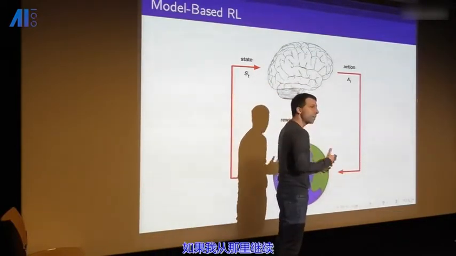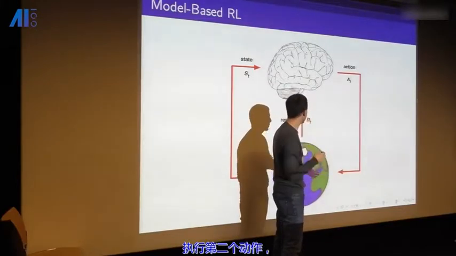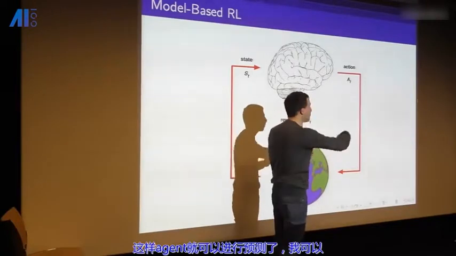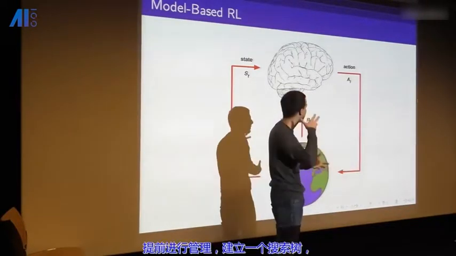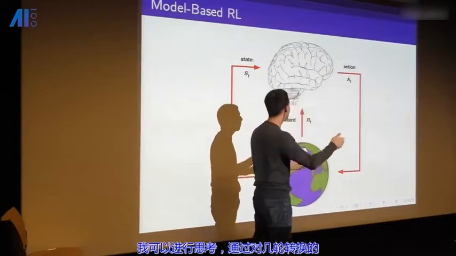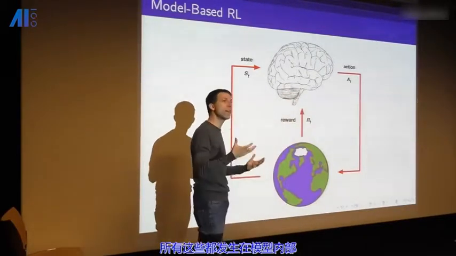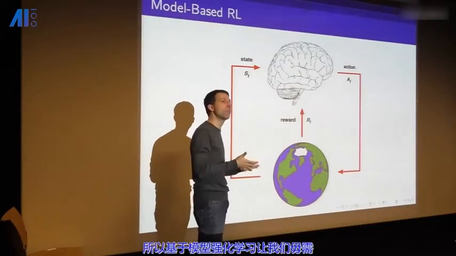I can say, well, if I followed up from there and I took a second action in this world, how much reward would I get? And what state would I end up in? So I can do look ahead, I can roll these things forward, I can build search trees, I can start to sample random transitions and figure out what the value function could be, all internally without actually taking any step in the real world.